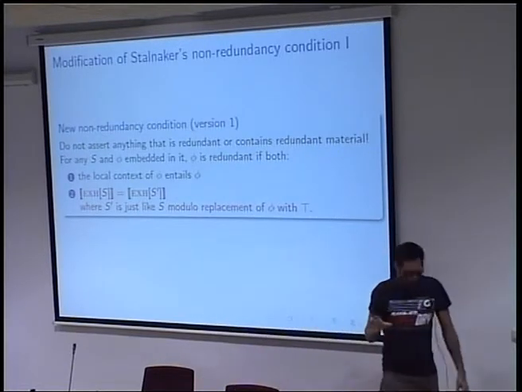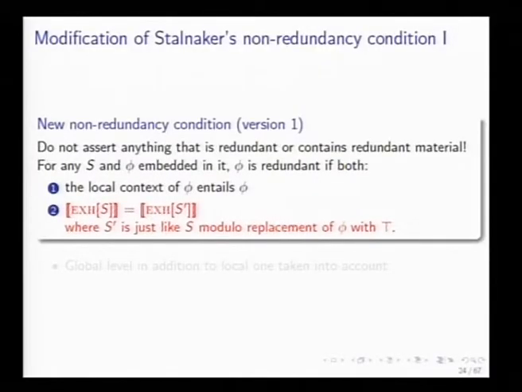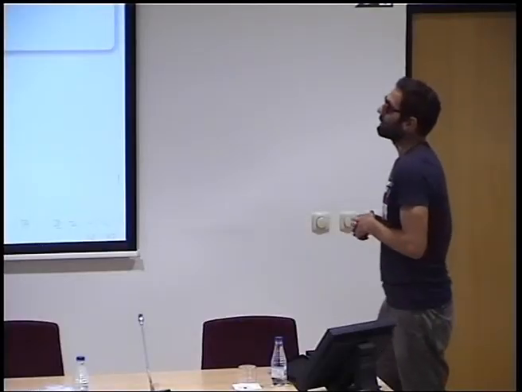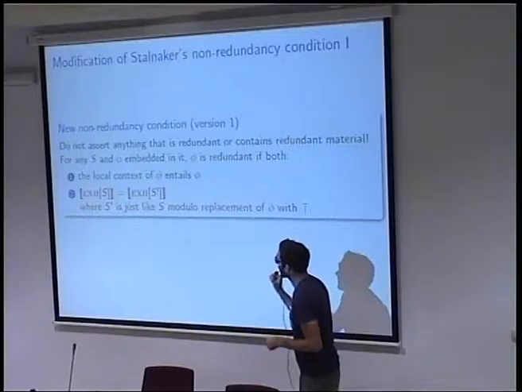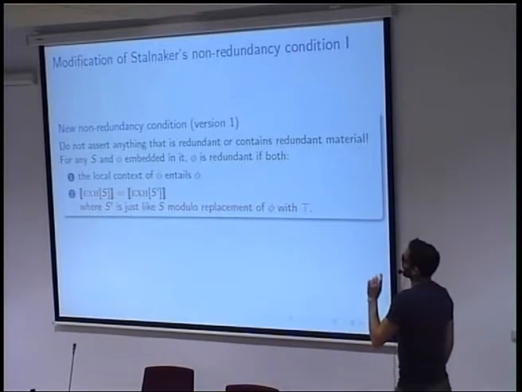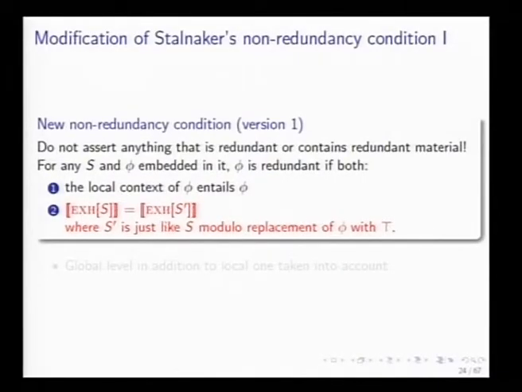So let me formalize what we said before, this first version of the condition, and then I'm going to show you how this applies to our cases. We keep everything the same for the condition on non-assertability: do not assert anything that is redundant or contains redundant material. And then the condition becomes: for any S and phi embedded in it, where S and phi are allowed to be the same, phi is redundant if both the local context of phi entails phi, and the meaning of the exhaustification of S is the same as the meaning of the exhaustification of S-bar, where S-bar is just like S modulo replacement of phi with your favorite tautology.